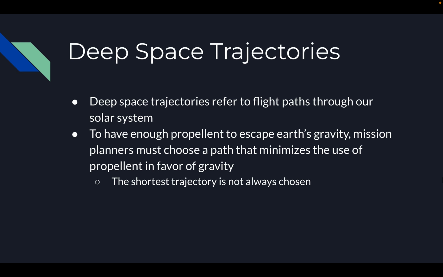So, a lot of times, the shortest trajectory is not always chosen. And a lot of times, satellites in deep space will wrap around, you know, other planets or other bodies in space and use the gravitational pull to give it that extra oomph needed so it doesn't have to waste fuel.